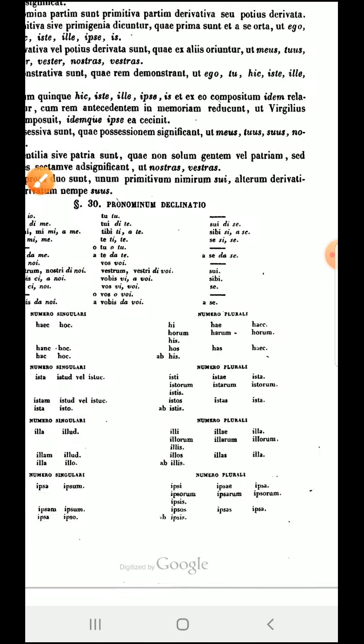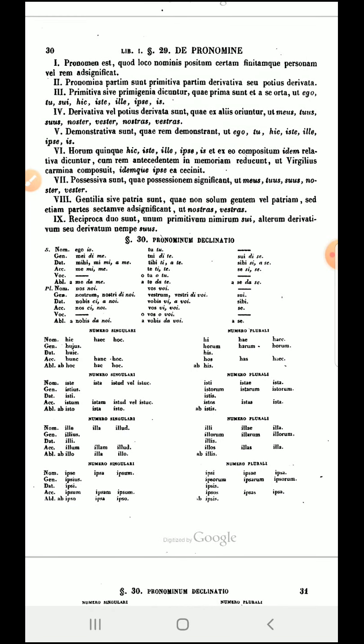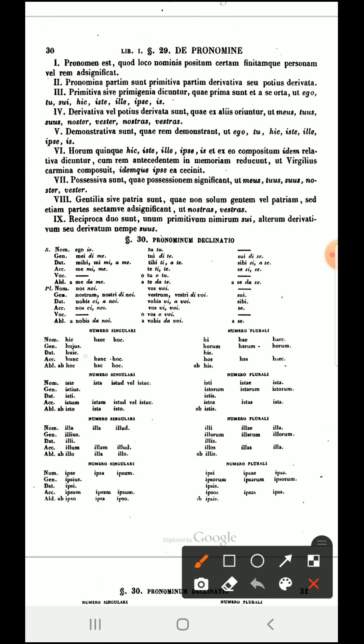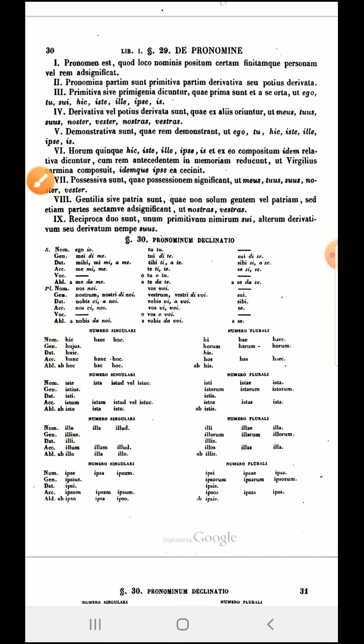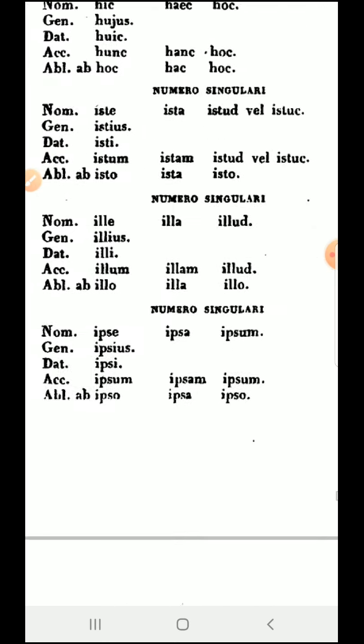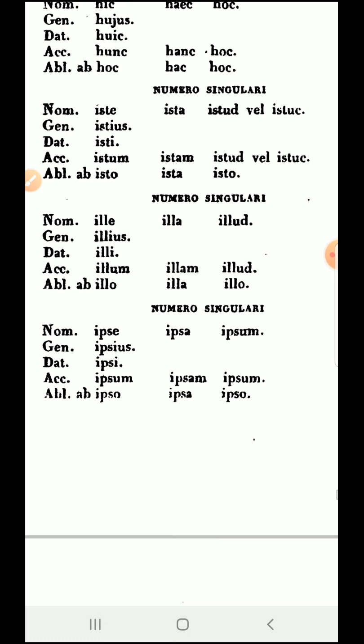So that brings us through those first pronouns. Hic, iste, and ille. And you should know the meaning of those three pronouns now. These are three third-person pronouns. Next up, at the bottom of the page here, we see ipse. And ipse is another strange pronoun because it can be first person, second person, or third person.